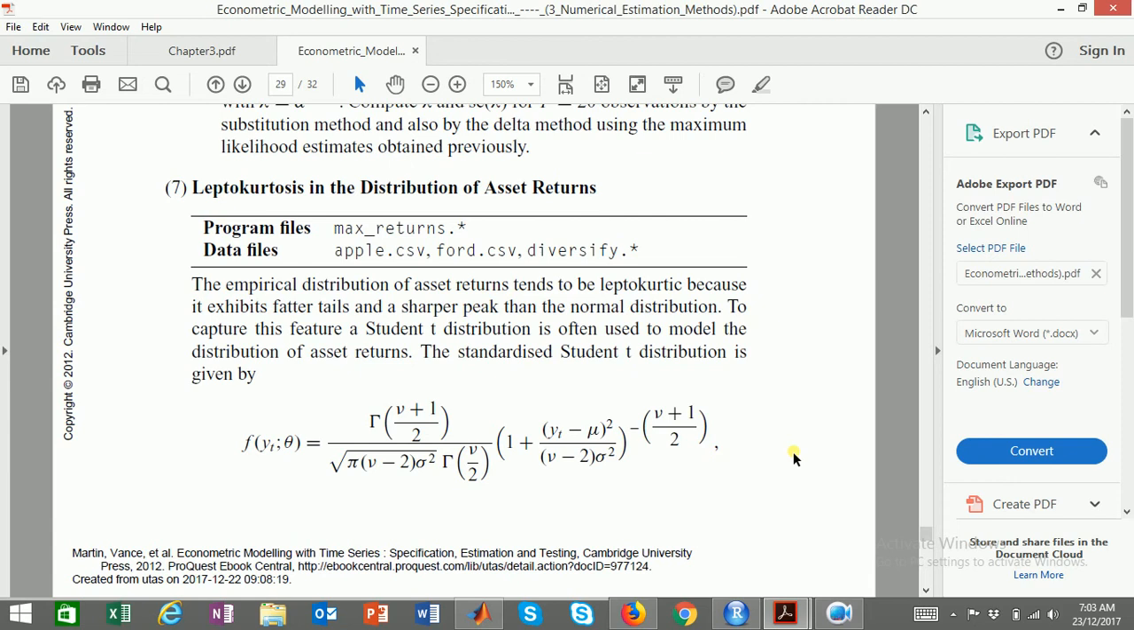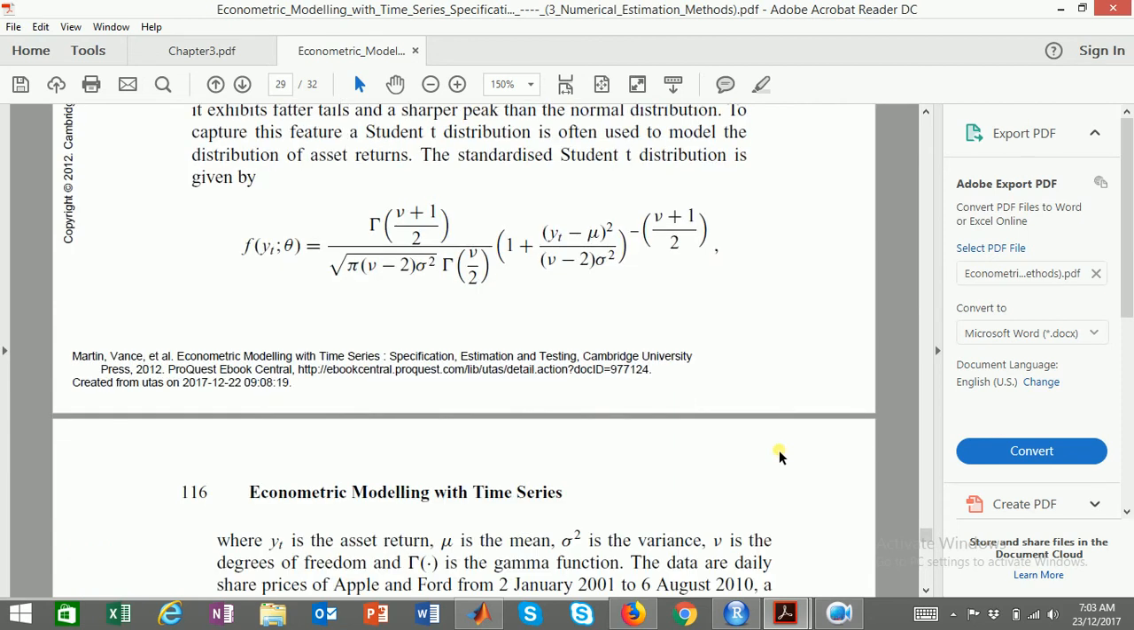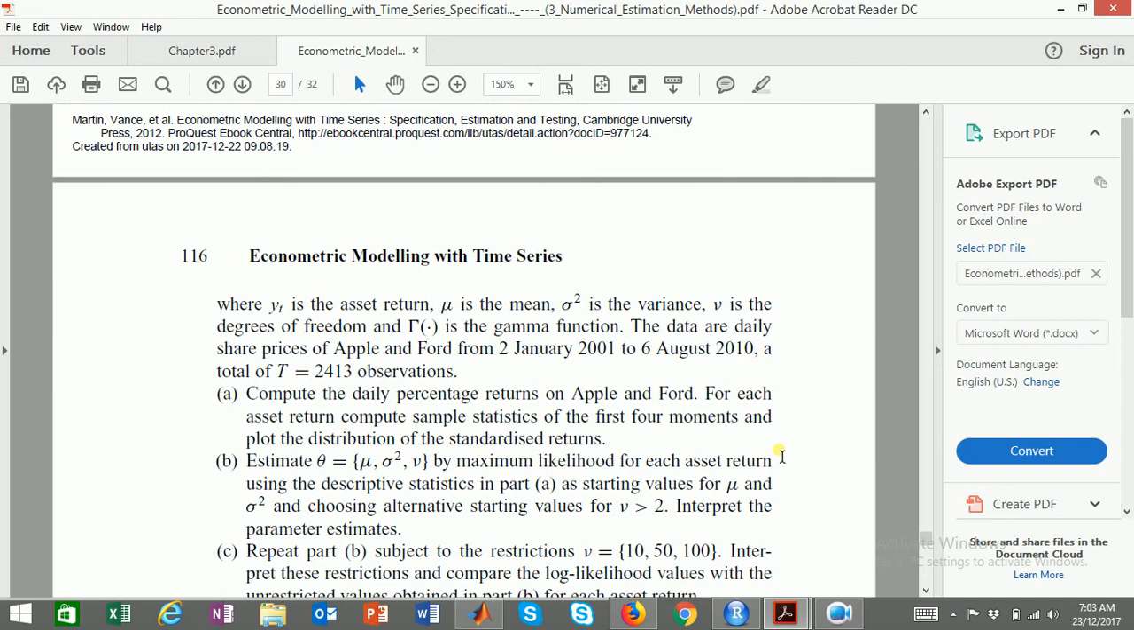To capture this feature, a Student's t-distribution is often used to model the distribution of asset returns. The standardized Student's t-distribution is given by this equation, where yt is the asset return, mu is the mean, sigma square is the variance, omega is the degrees of freedom, and Gamma is the gamma function. It's capital Gamma, not tau.